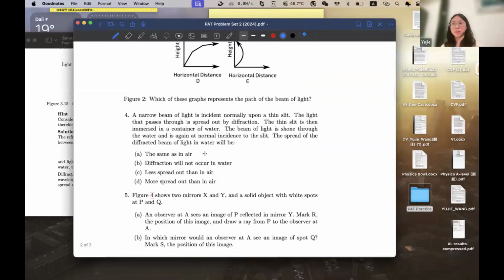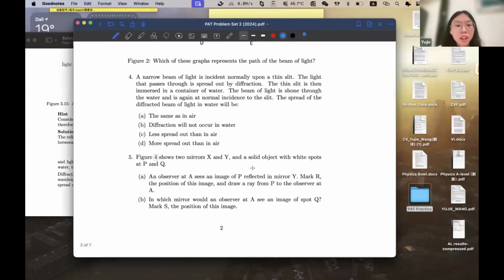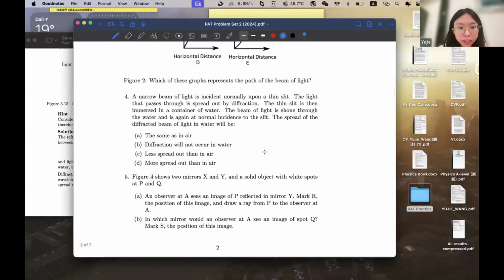Yeah, so let me briefly introduce myself. I'm currently a third year undergraduate student at the University of Oxford, and I do physics, of course. And I'll go through question 4, 5, and 9, I believe. Okay, so let's start with question 4.